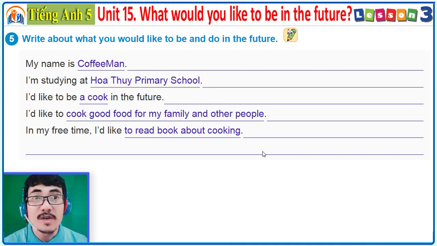What would you like to be in the future and what would you like to do? Okay, so lesson number 3, unit 15, what would you like to be in the future, is finished here.